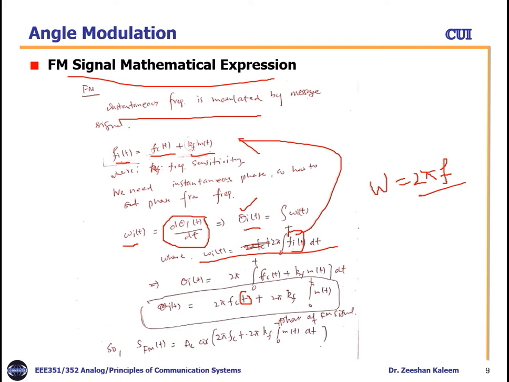So the final FM modulated signal looks like Ac cos phi. Instead of phi or theta, we put this expression here, so we can get the modulated FM signal. So this is the modulated FM signal that we get from using the instantaneous phase of a signal.